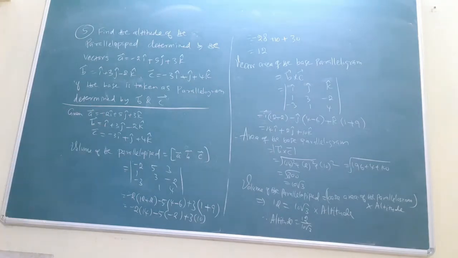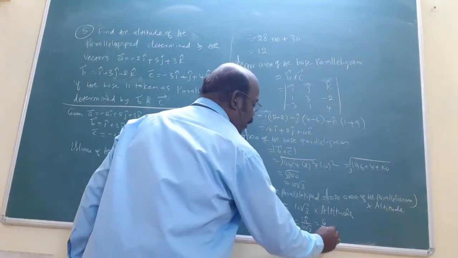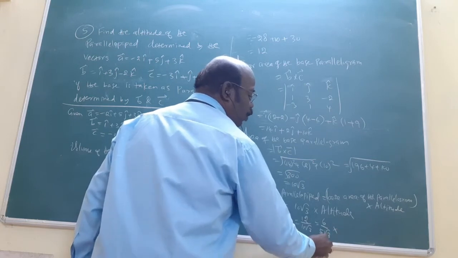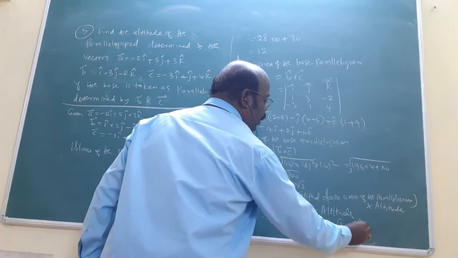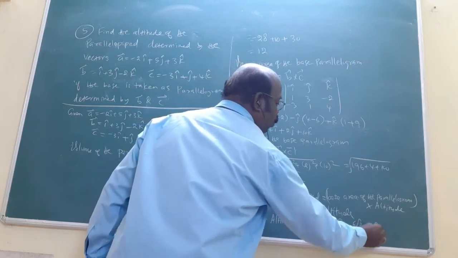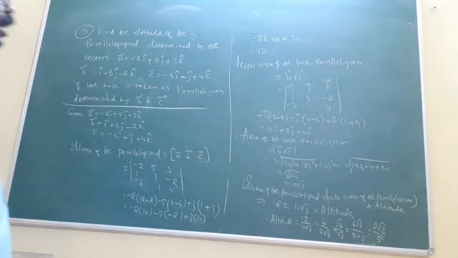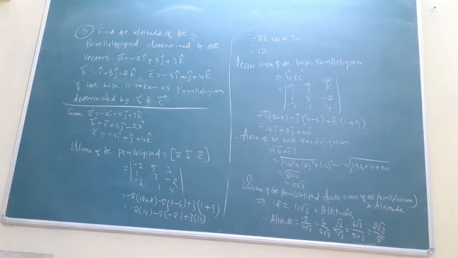Simplify: 6 by 5 root 3. But we don't want root 3 in the denominator, so multiply by root 3. Answer is 6 root 3 by 15, that is 5 into 3. Divide by 3: 2 root 3 by 5. That is the answer. You want to simplify up to the denominator, meaning you remove the root number. That is the answer.